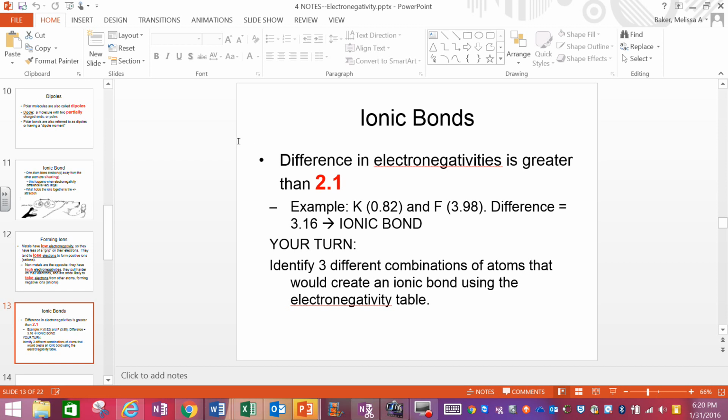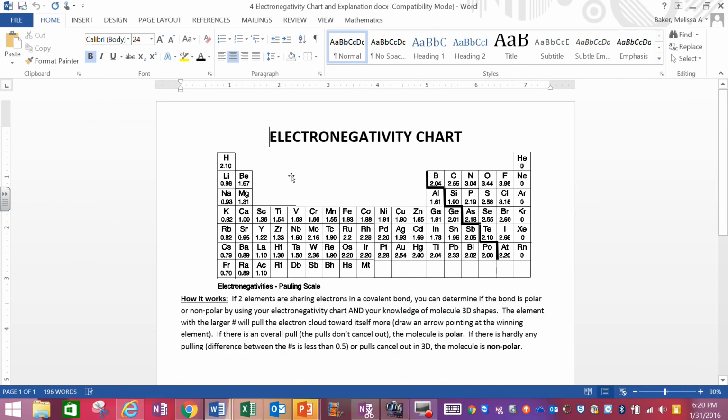Example, the metal potassium and the nonmetal fluorine. The difference between those two is 3.16. And you can easily find more examples on here by picking something to the left of the zigzag, like lithium, 0.98, and something to the right of the zigzag, a nonmetal, like fluorine, 3.98. That's a difference of 3.